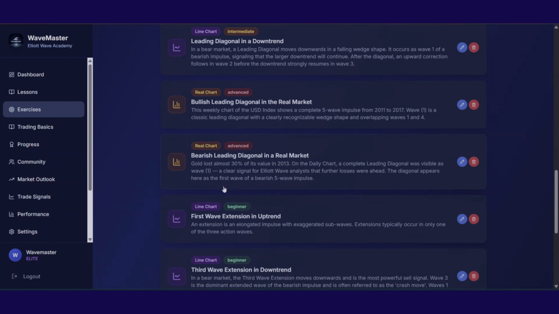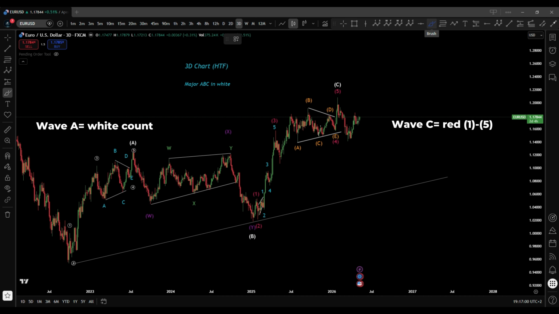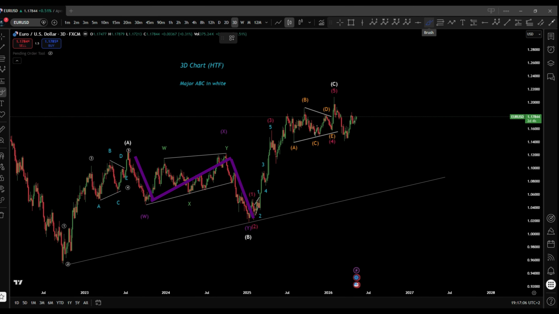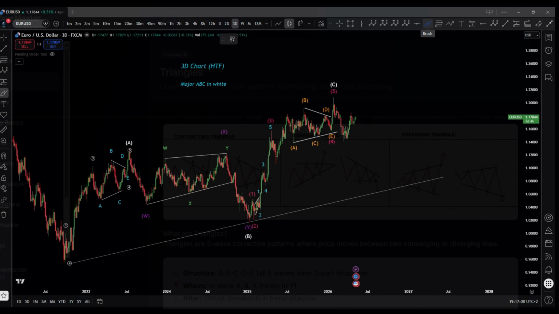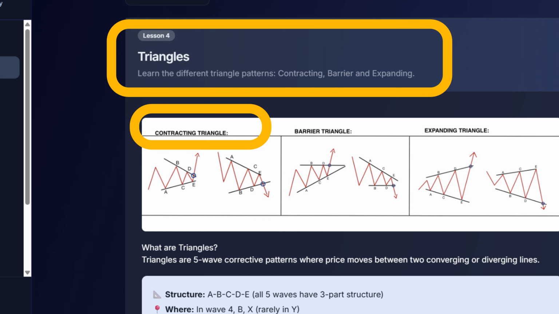Let's start with EURUSD. On the 3-day chart, we have completed a major ABC correction. Wave A and C both subdivided into 5 waves. Wave B into a corrective 3. Importantly, wave 4 of the wave C wave formed a contracting triangle, the most common triangle pattern in Elliott Wave.